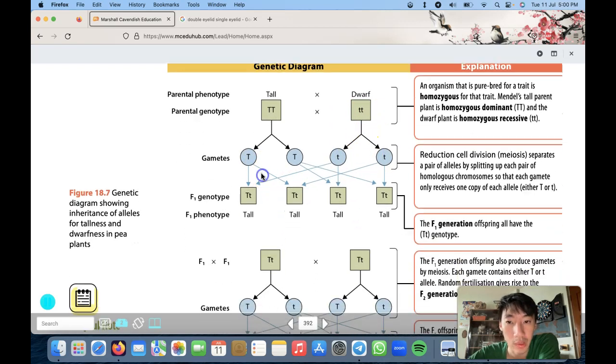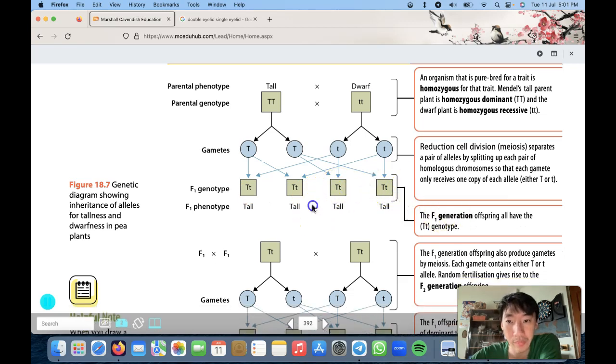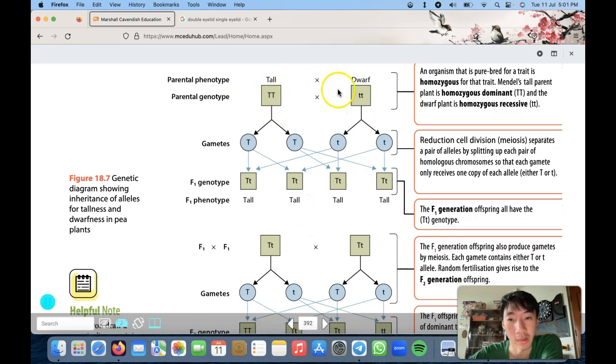We then cross these together, right? So if you see the arrows, I combine this and I combine that. Okay, so I get an F1 genotype where all of them are heterozygous. Right, they're heterozygous, they contain one dominant and one recessive allele. So what will I see as the phenotype? I will see them all being tall, and this is called the F1 generation. Okay, the word F1 does not always mean that they're heterozygous or tall. It just means that this is the first generation. Of course, it depends on the genetics of the parents.